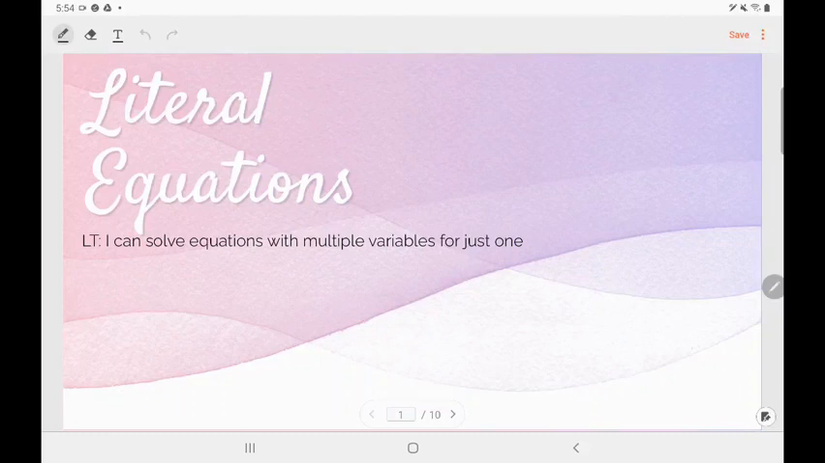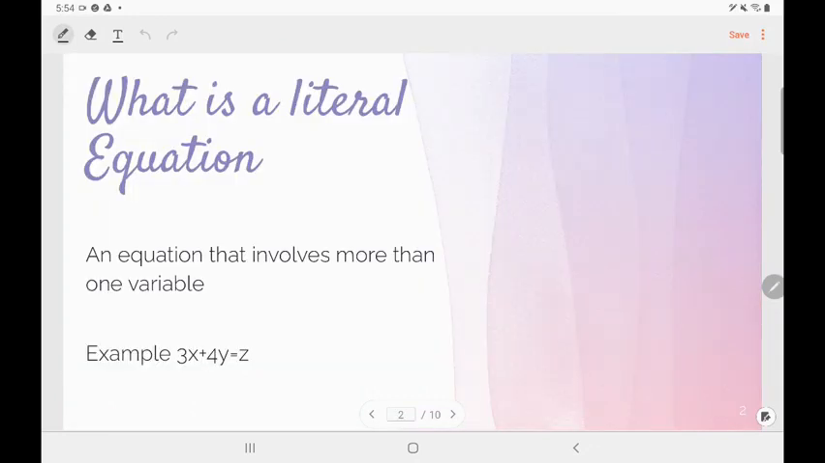Today, we're going to be talking about literal equations, and by the end of the lesson, we should be able to solve equations with multiple variables for just one of those variables. So to start with, what is a literal equation? A literal equation is an equation that involves more than one variable. We can see that in our example below.